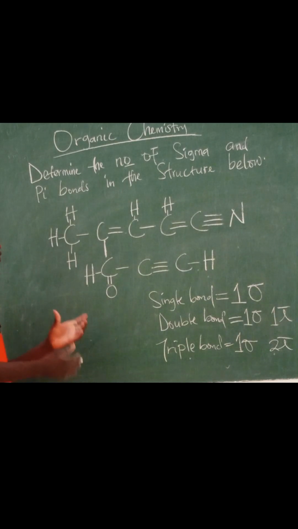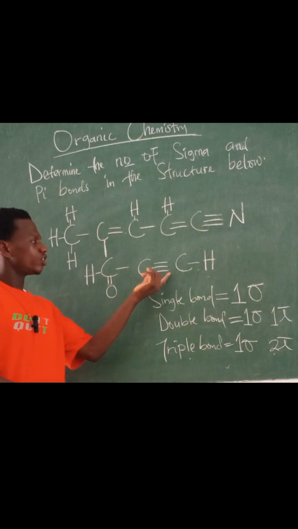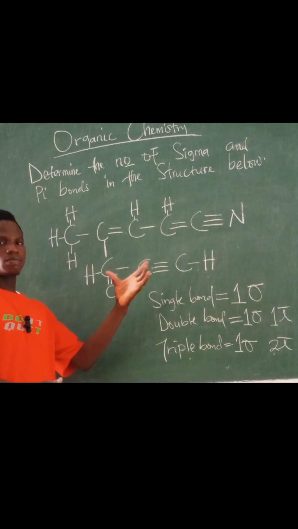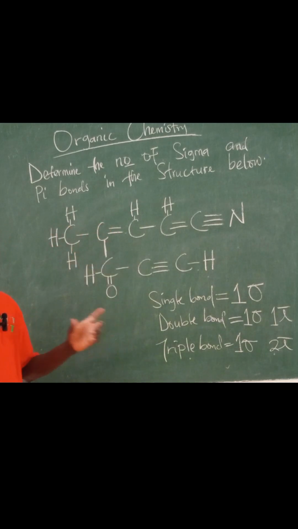and pi bonds, now where there is a double bond, there is one sigma and one pi bond, be it carbon-carbon or carbon with any other element. Where there is a triple bond, whether carbon-carbon connection or carbon with any other element, there is one sigma and two pi. So in this case, where there is carbon-hydrogen single bond, that bond is just a sigma. Where there is triple bond, there is one sigma and two pi. Where there is double bond, there is one pi and there is one sigma.